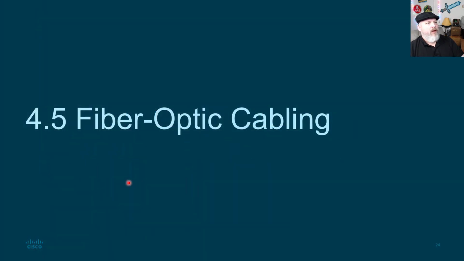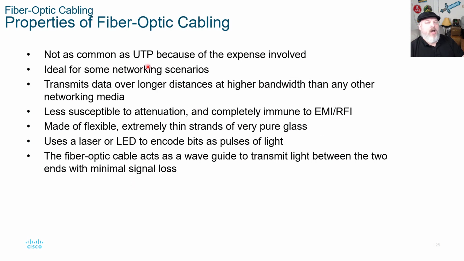Now with fiber optic cabling, it's not as common as UTP because of the expense. It is a lot more expensive than copper cabling. It is ideal for some networking scenarios, though, when you want high speed and you want connections between servers, server rooms. If you're connecting between buildings, that is when you usually are going to use fiber optics. It's less susceptible to attenuation, which means it can travel further. It's completely immune to EMI and RFI. So if you're going to have a place where you have a lot of electromagnetic interference, you're going to want to use some type of fiber optics.